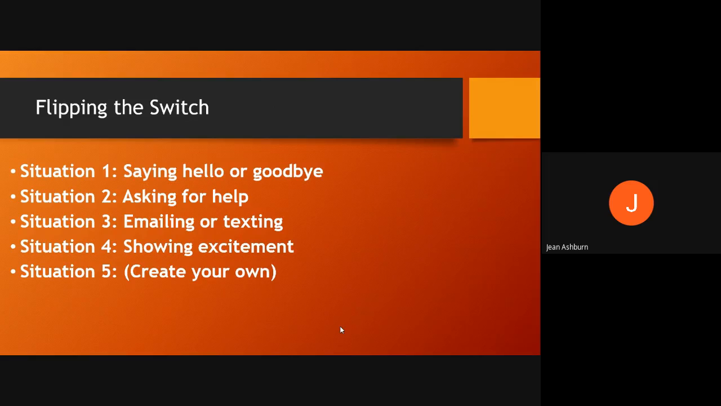Situation number 2, asking for help. Situation number 3, emailing or texting. Situation number 4, showing excitement. And finally, situation number 5, you will be creating your own. Please make sure you complete at least 2 situations and also situation number 5 by creating your own.